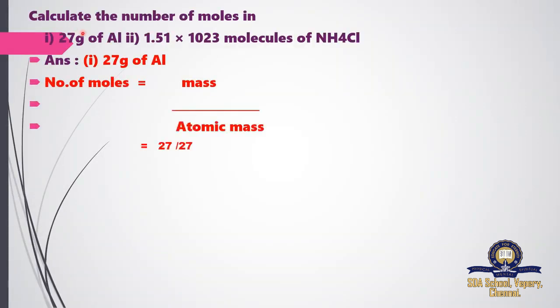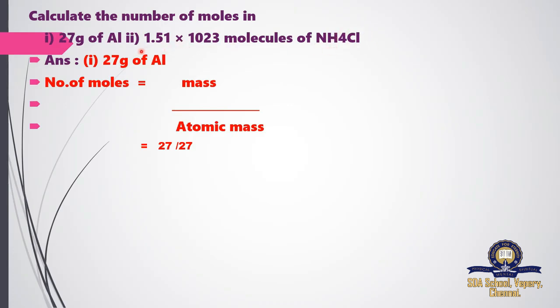Here we have a different type of sum. Calculate the number of moles. First they gave 27 gram of aluminium. Second they gave 1.51 into 10 to the power 23 molecules of NH4Cl, that is ammonium chloride.